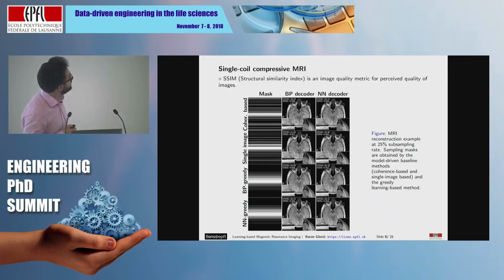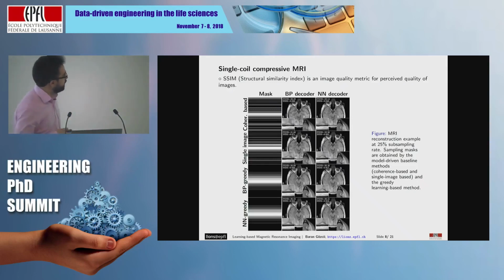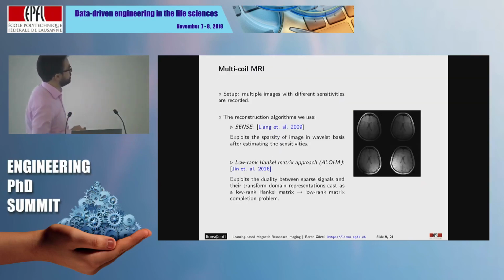And here, there's another image quality metric. It's called structural similarity index, which is also popular because it's a better approximation of the human perceptual system. In terms of both SSIM and PSNR, we also get better performance.